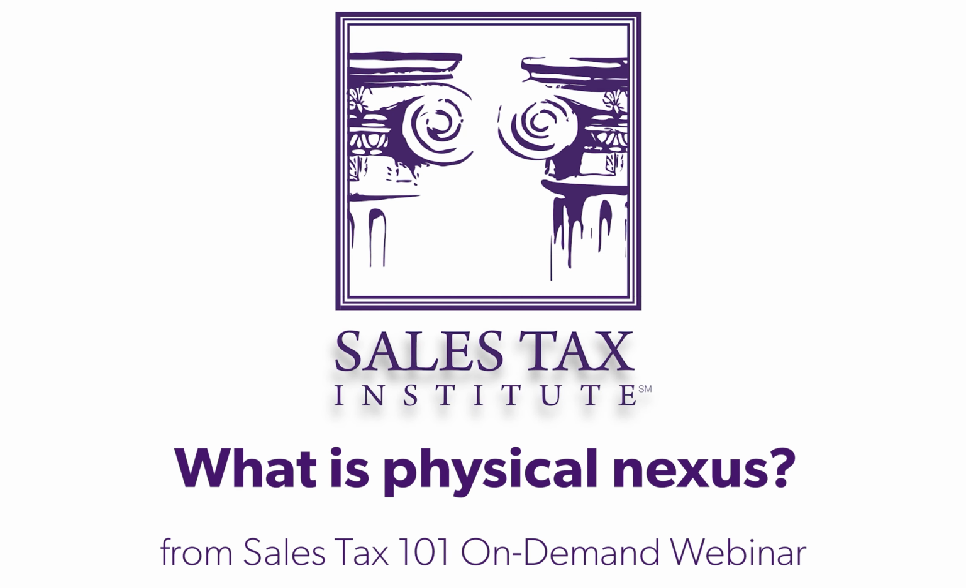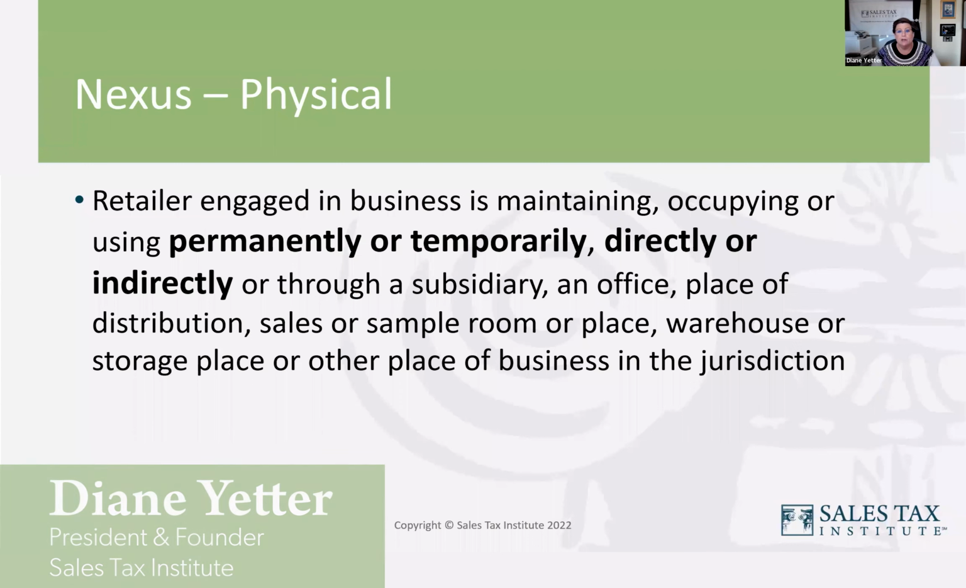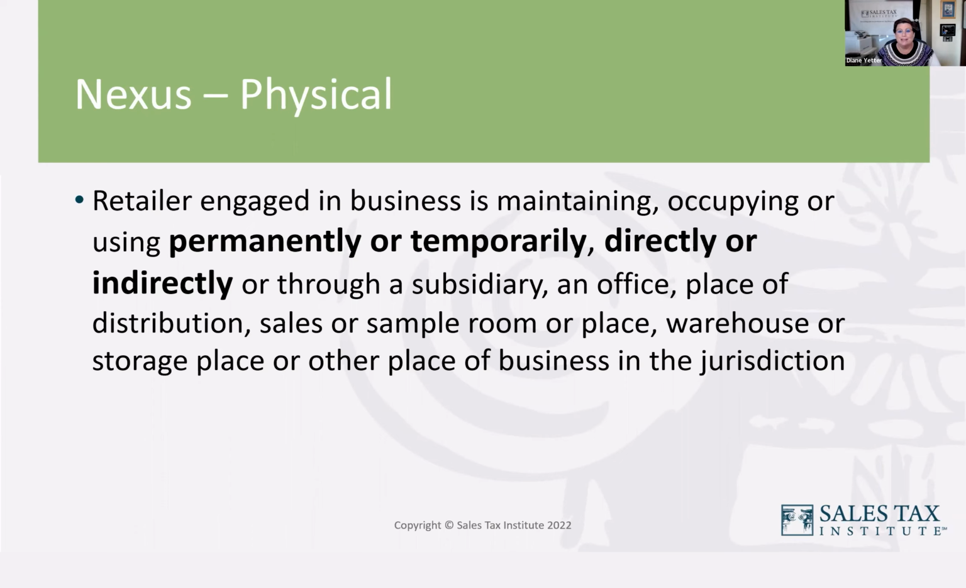So what do we mean by substantial physical presence? That occurs based on one of two types of activities. The first is looking at your property in a state. So we've got this common definition that a retailer is engaged in business in the state, so has nexus in the state, if they maintain, occupy, or use permanently or temporarily, directly or indirectly, some sort of place, an office, place of distribution, sample room, warehouse, storage place, or other place of business in the jurisdiction.